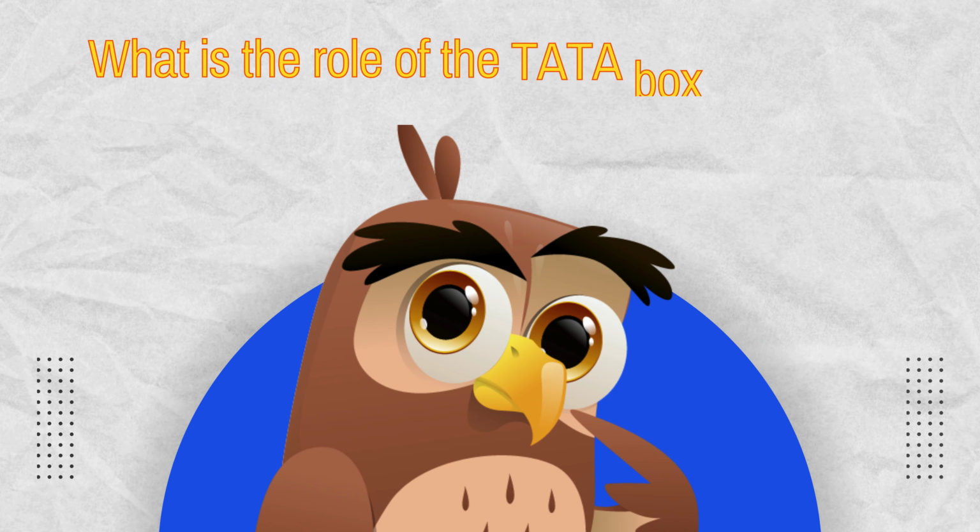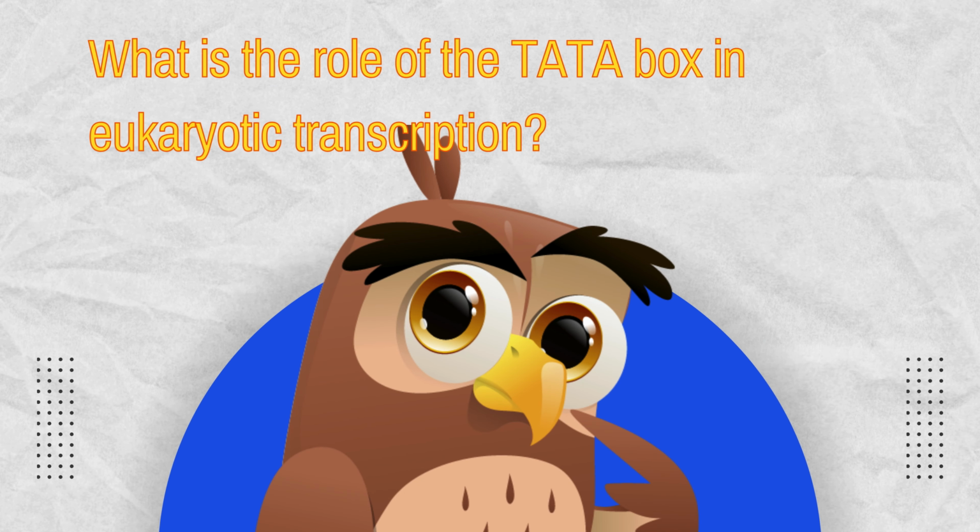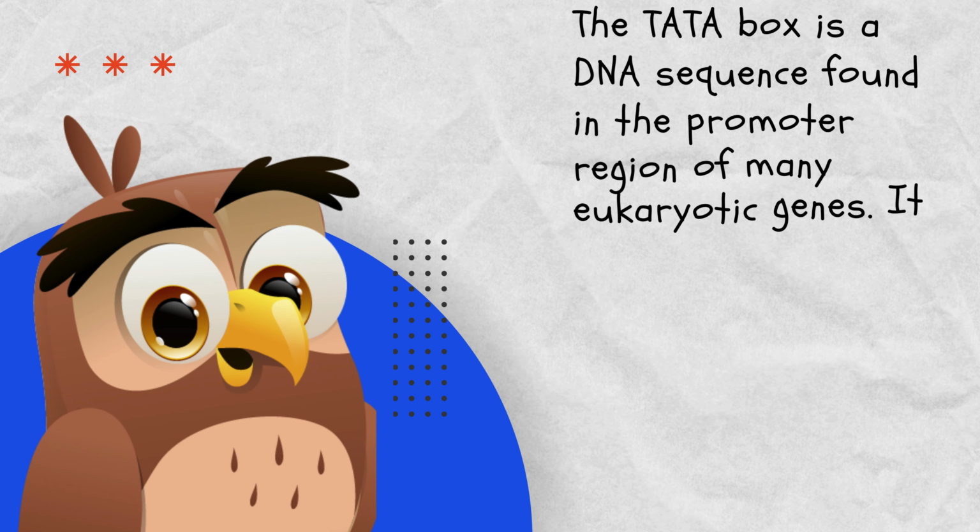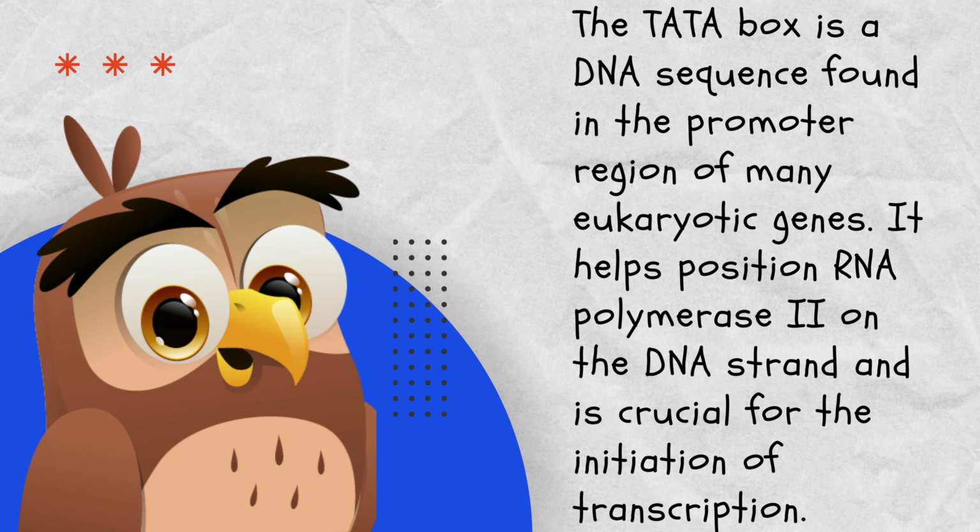What is the role of the TATA box in eukaryotic transcription? The TATA box is a DNA sequence found in the promoter region of many eukaryotic genes. It helps position RNA polymerase II on the DNA strand and is crucial for the initiation of transcription.